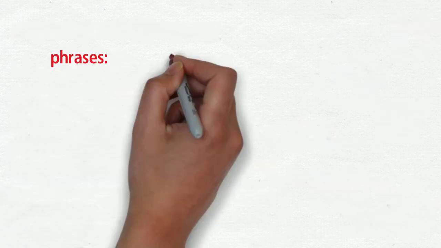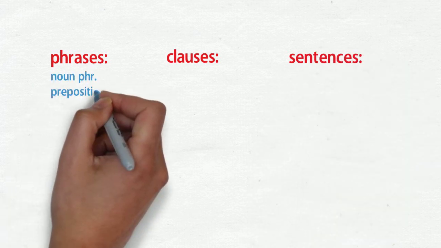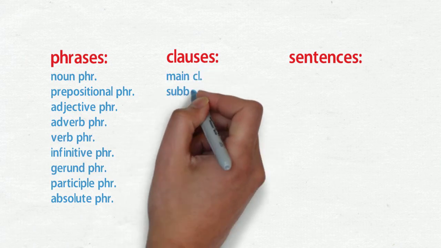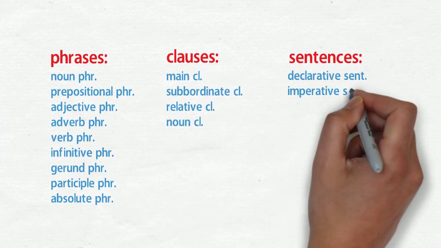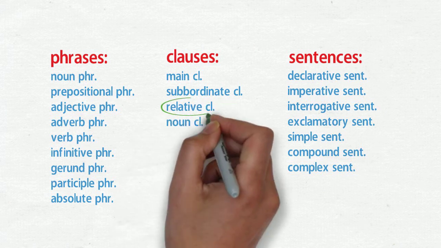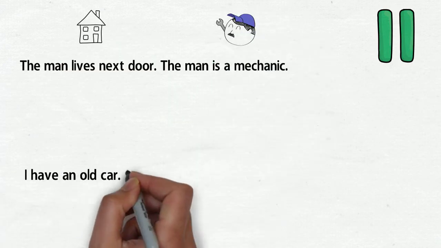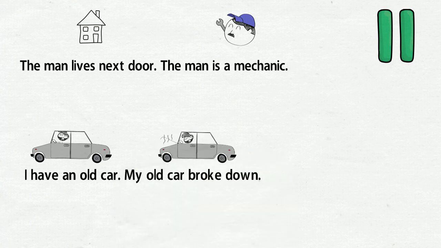Now, you have to understand that this is just a basic division of units of language. There are many types of phrases, as well as many types of clauses and sentences that are not going to be covered in this video. But for today, we're focusing on one particular type of clauses called relative clauses. Now, I would like you guys to pause the video and try to put these 4 sentences into 2 longer ones. Now let's take a look at the first one.